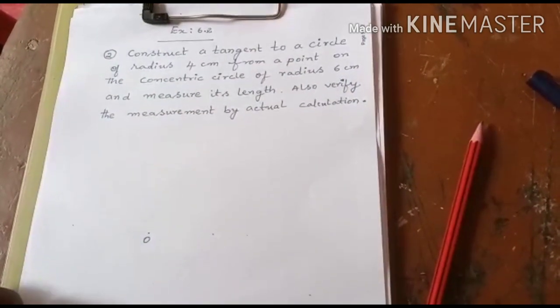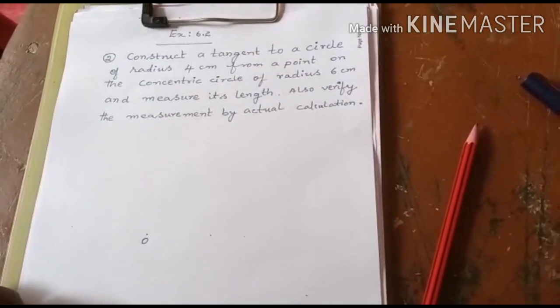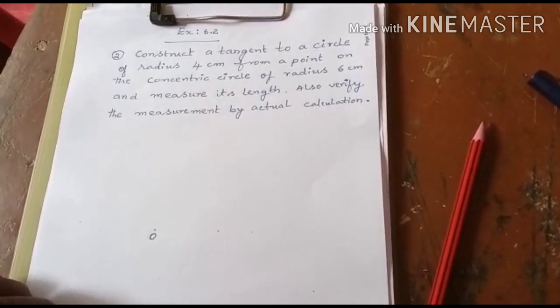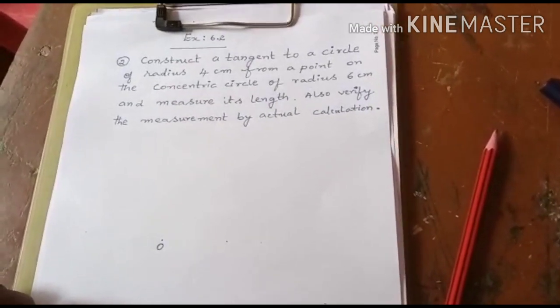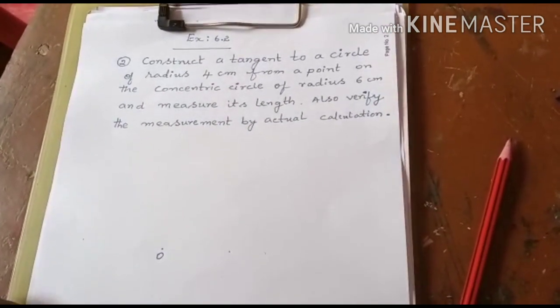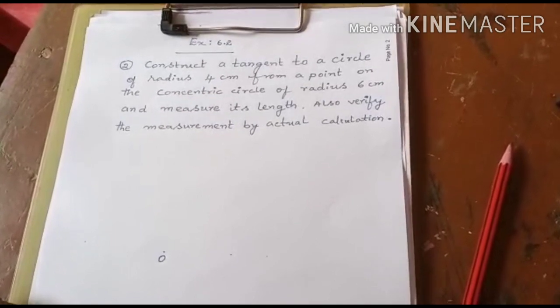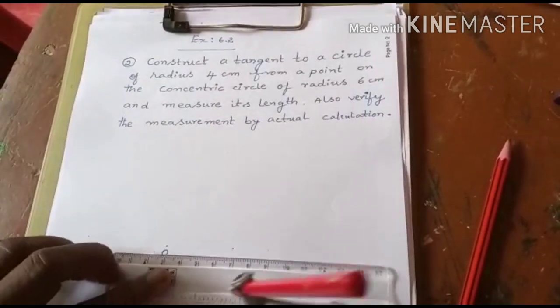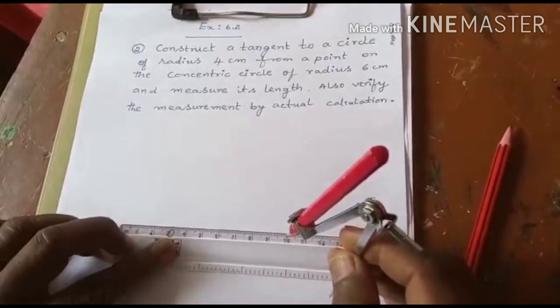One mark question which can be asked in your SSLC examination is: how many tangents can be drawn from an external point? The answer is, from any external point only 2 tangents can be drawn. Now let us move on to the construction.